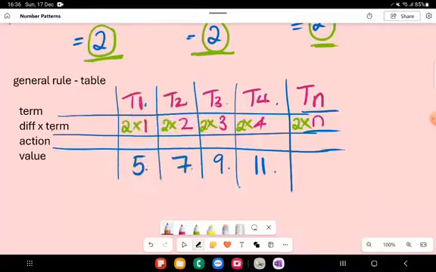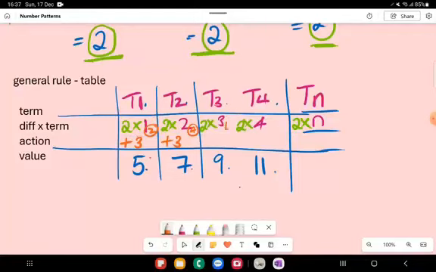Now, lastly, I need to take an action. So now what has to happen is I need to know what happens from here to here. So 2 times 1 is actually 2. Okay, that's the answer. What must I do to 2 to get to 5? That is plus 3. 2, 3, 4, 5. 2 plus 3 is 5. 2 times 2 is 4. 4 plus 3, 4, 5, 6, 7. That's correct. 2 times 3 is 6. And 6 plus 3 is going to give me 9. 2 times 4 is 8. 8 plus 3 is 8, 9, 10, 11.